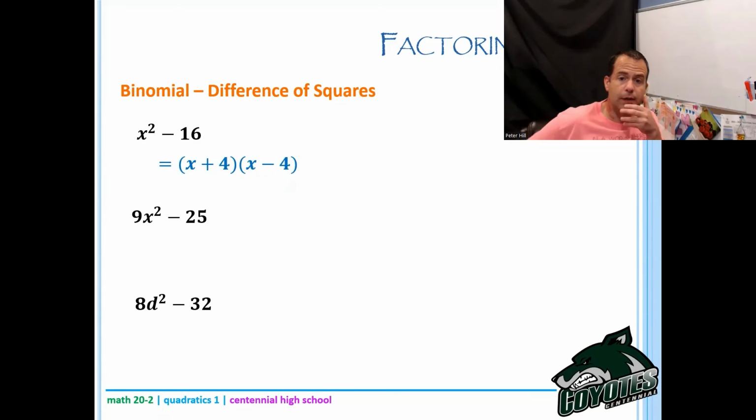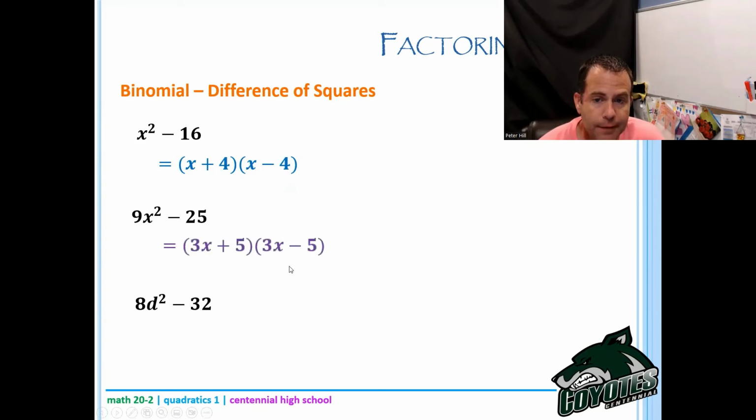9x squared minus 25. You want to ask yourself, do I have a perfect square minus a perfect square? If this had said 9x squared plus 25, then no bueno, there's nothing to do. But because it says minus, then it's a difference. It's a subtraction of 2 perfect squares, and I can do this factoring process. So that's going to give me 3x plus 5 and 3x minus 5. Then this last one here, 8d squared minus 32. Well, that sucks. 8's not a perfect square.